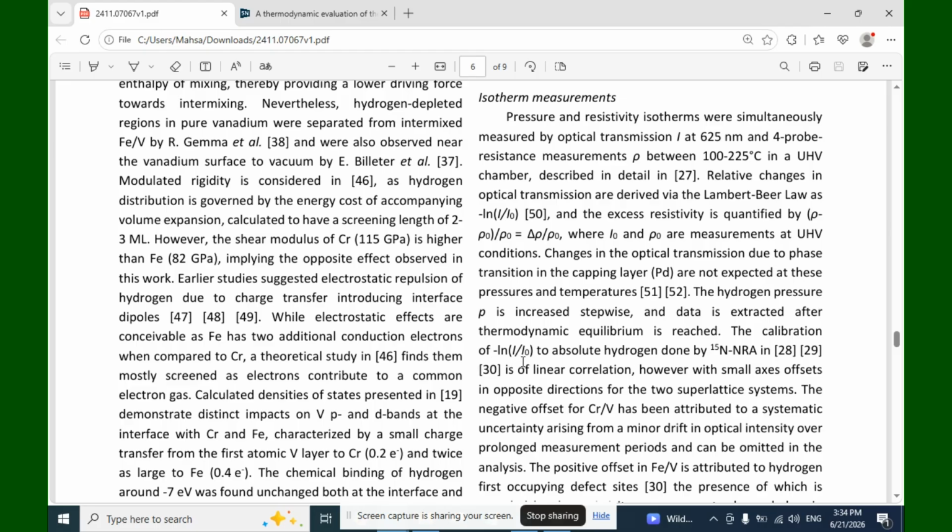The calibration of minus ln I over I0 to absolute hydrogen concentration is in references 28, 29 and also 30. It is a linear correlation, however, with small axis offsets in opposite directions for the two superlattice systems. The negative offset for the chromium-vanadium system has been attributed to a systematic uncertainty arising from a minor drift in optical intensity over prolonged measurement periods and can be omitted in the analysis.